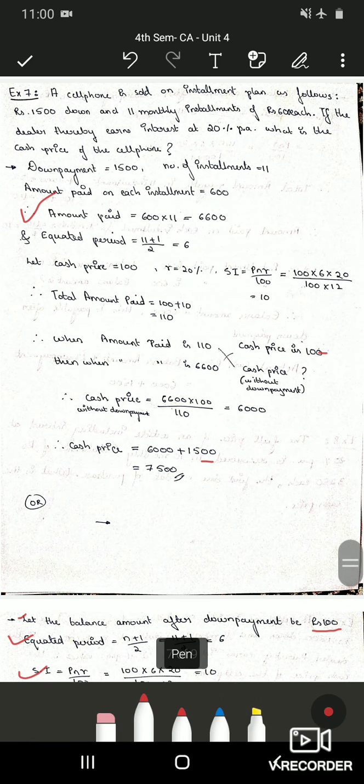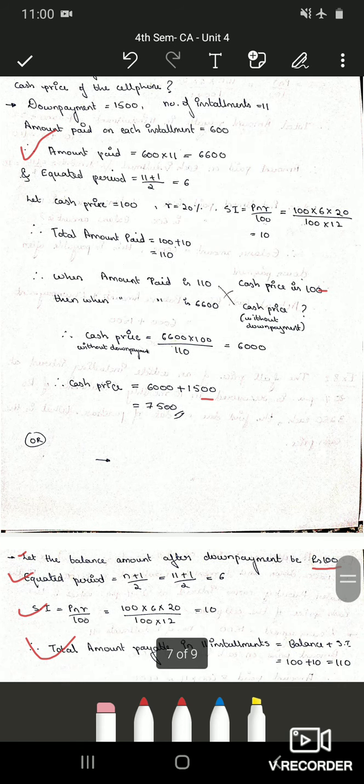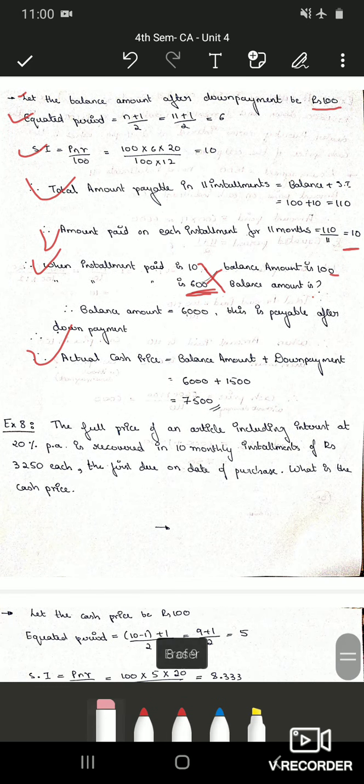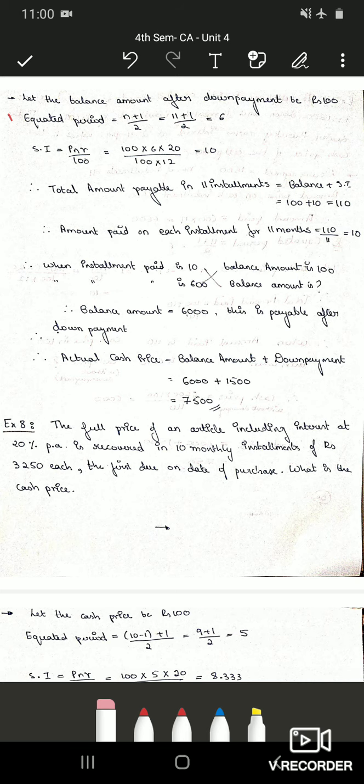In this first method we have assumed the cash price to be 100. We have found simple interest on the cash price, and we have calculated the total amount paid, and then we found out the cash price by adding the down payment. In this second method what we have done, we have assumed the balance to be 100, and we have found the amount paid on each installment, and then we have calculated the balance amount, and then we have added the down payment to get the cash price.